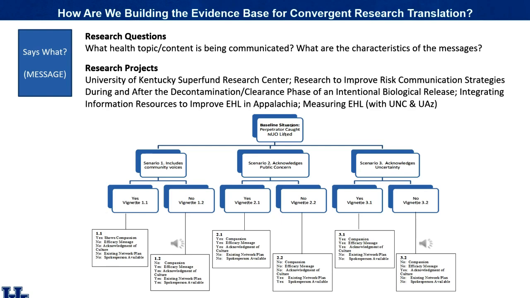Then when we're talking about says what, that's where we start getting into those health communication models I was talking about. And you have to pick your theory and you go with it. This one is particularly a risk communication model where we were given by EPA this scenario in which it was very hypothetical. There had been a contamination, intentional terrorist contamination of the water supply in Cincinnati.